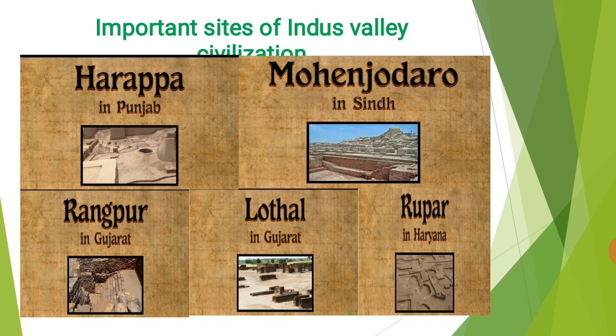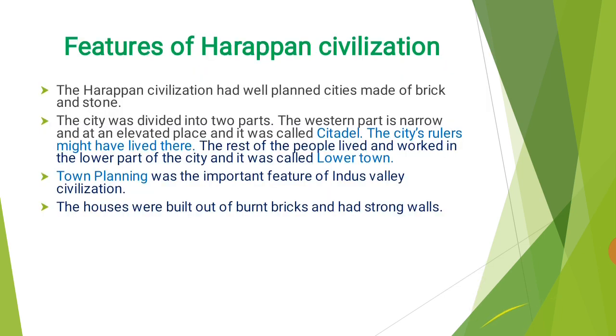Rangpur in Gujarat, Lothal in Gujarat, and Rupar in Haryana. These are the important sites. Apart from this, we have discovered more than 1500 sites related to the Harappa civilization. Let us come back to the important facts of the Harappa civilization.